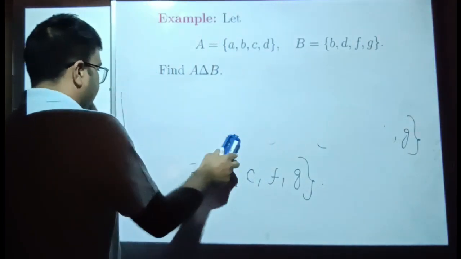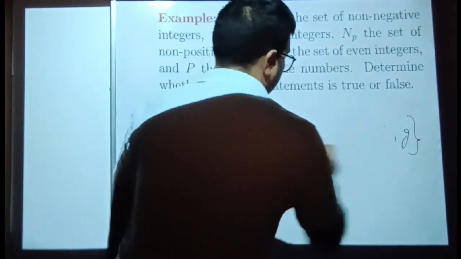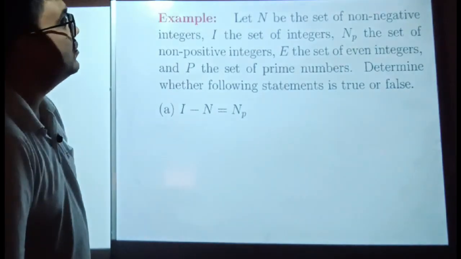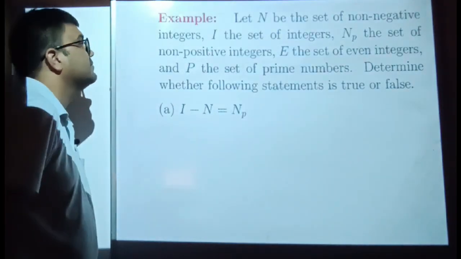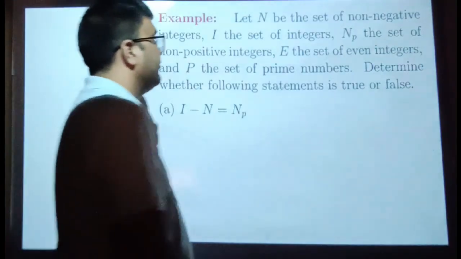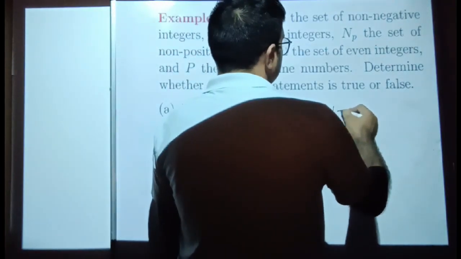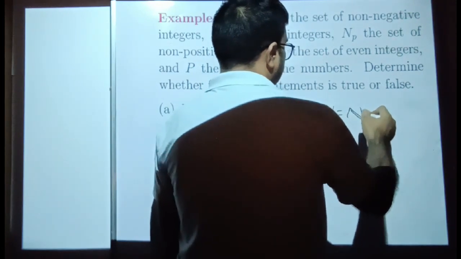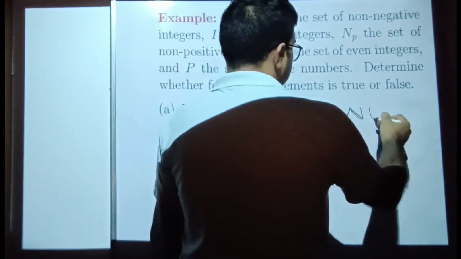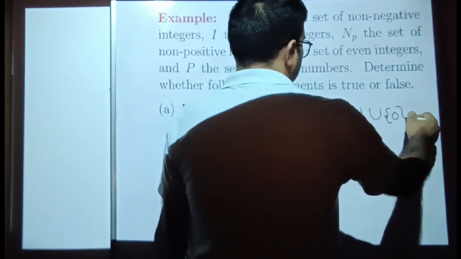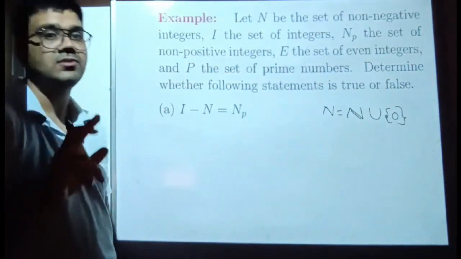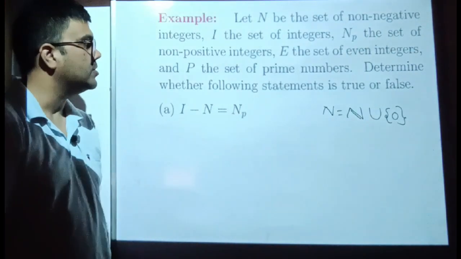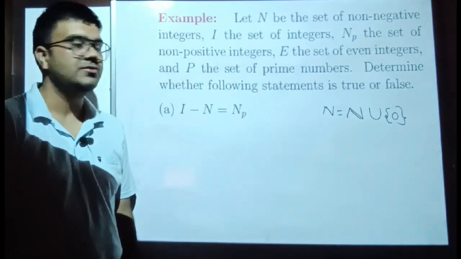Next, a set is given. Let N be the set of non-negative integers. It is given that N is the set of non-negative integers. It means N is the set of natural numbers union 0. N is not natural numbers, it is non-negative. Non-negative means the neutral element as well as the positive elements. So N is natural numbers union 0.